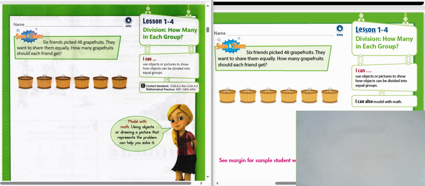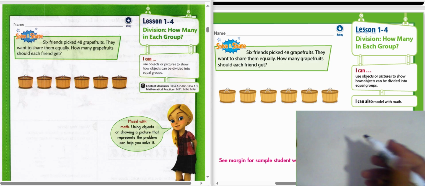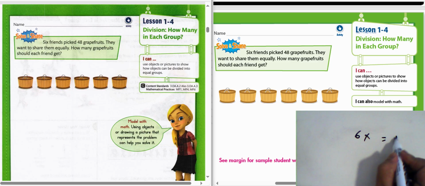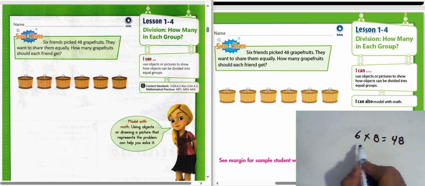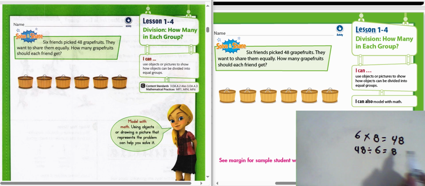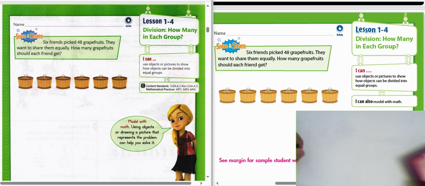Look at this example here. 6 friends picked 48 grapefruits. They want to share them equally. How many grapefruits should each friend get? We can divide 48 by 6, because we have 6 friends. 48 divided by 6. Ask yourself about the table of 6. 6 times what equals 48? 6 times 8 equals 48. Then 48 divided by 6 equals 8. Then each one can get 8.